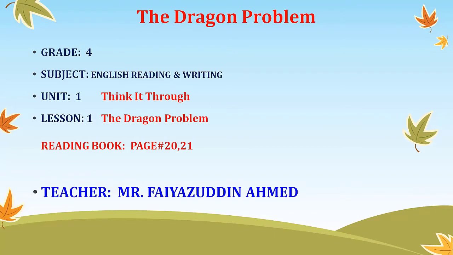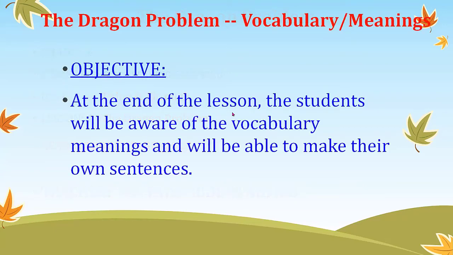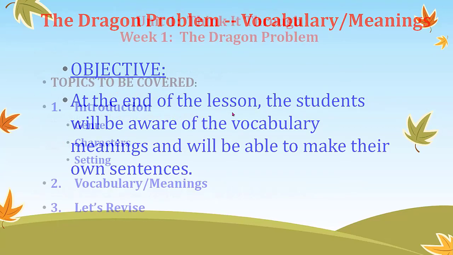This is teacher Fayyad bin Ahmad giving you a brief summary of our English reading and writing class today for grade 4. We've just started with the first lesson from unit 1. The name of the lesson is the dragon problem. Before starting the lesson, we started with the vocabulary words so that the students could understand the lesson better and make their own sentences for these vocabulary words.